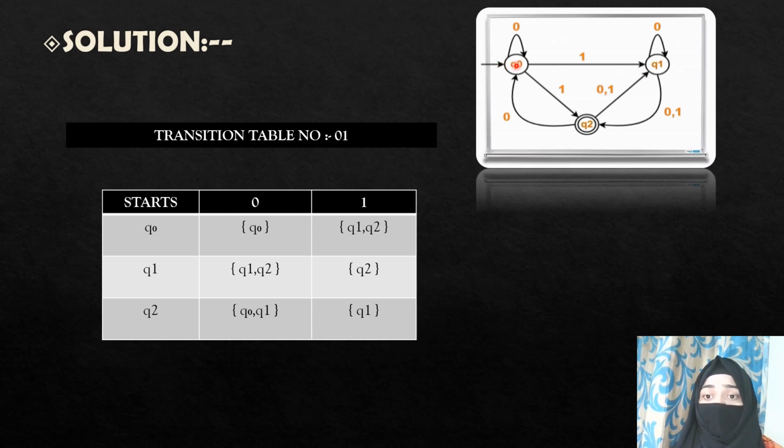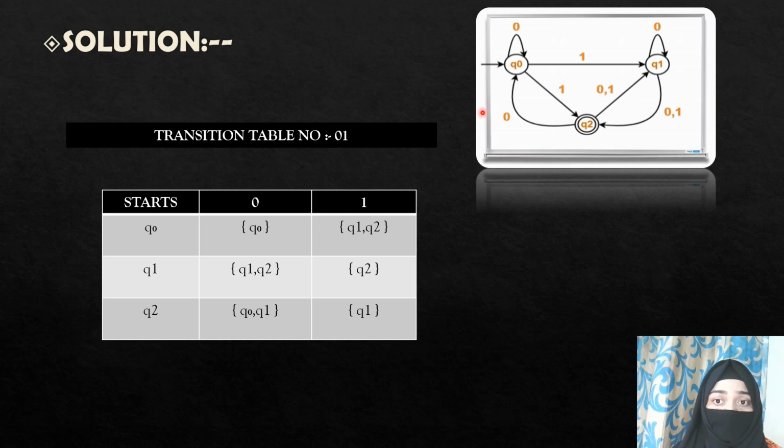Q0 is the start state, and the state with two circles is a final state. Any state which has two circles or two rounds like this is the final state, and the arrow you can see here shows the start state. For the start state these arrows are written, and for the final state they are drawn with two circles. Hope you are understanding. So here we can see there are three states.